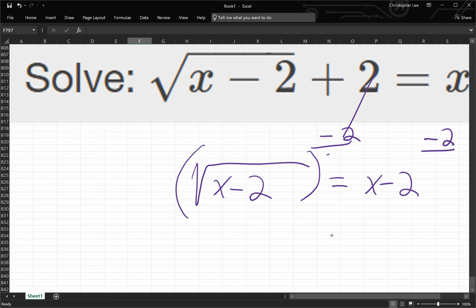So I'm going to square this. What I do to one side, I do to the other. So what do I have? x minus 2 equals, what's this? x squared minus 4x plus 4, something like that.